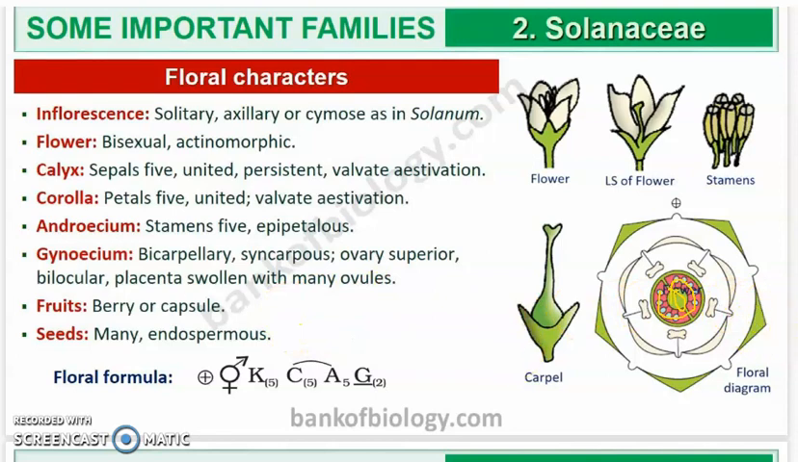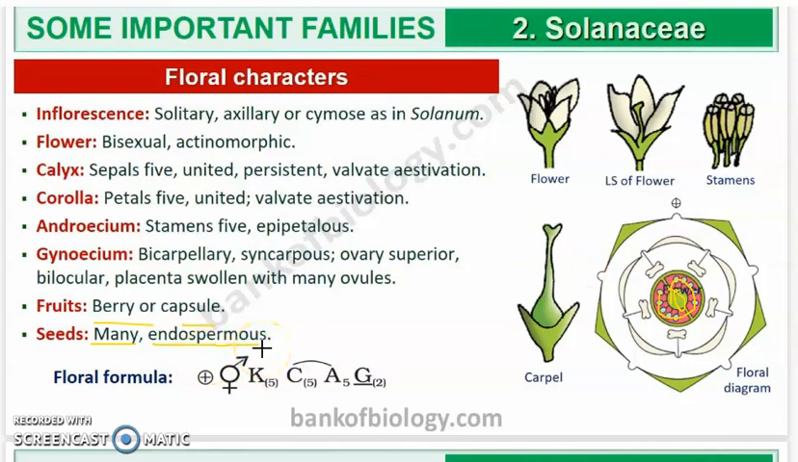And how are the fruits? Their fruits are berries or capsule, right? What is berry? If you see tomato and all, it is a berry, right? So it is a fleshy fruit, or it can be in the form of capsule also. Okay. And if you take the case of seeds, they will have many seeds, and they are endospermous. What is this endospermous? It means that they will have endospermic layer, right? For example, if you take the case of tomato, it has many seeds inside it, and it is endospermous, which means that it has the endosperm in it.